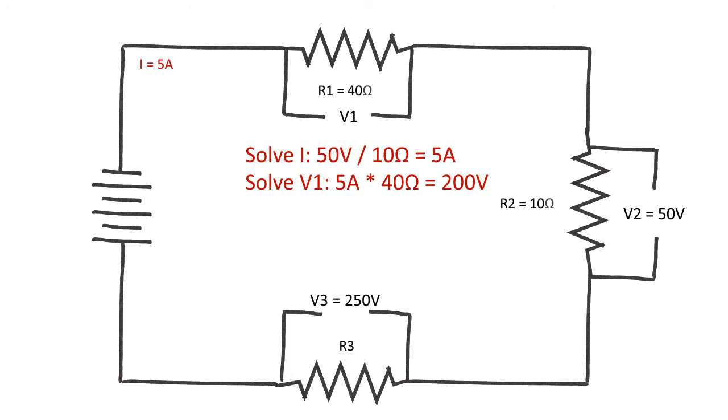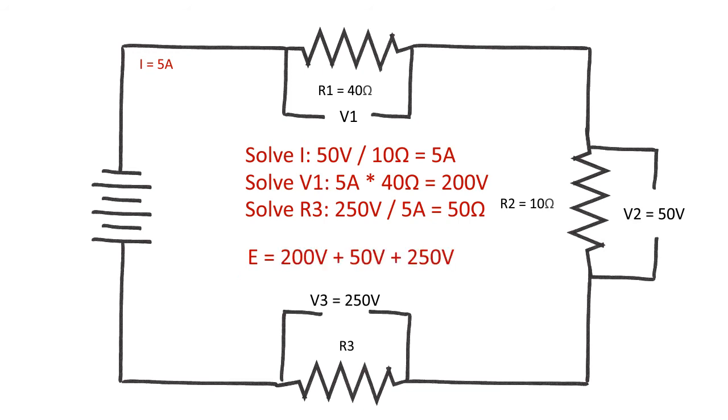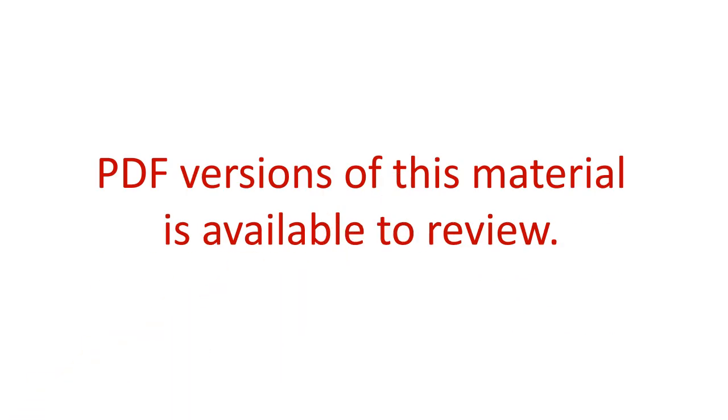We can now solve R3. Resistance equals voltage over amperage. So we take the 250 volts and divide it by our 5 amps, and we've discovered the resistance at R3 is 50 ohms. Now that we have all the variables, we can see that V1 plus V2 plus V3 is 500 volts. PDF versions of this material are available to review.